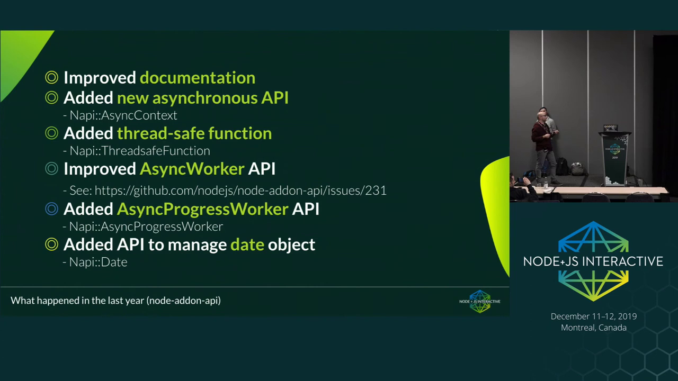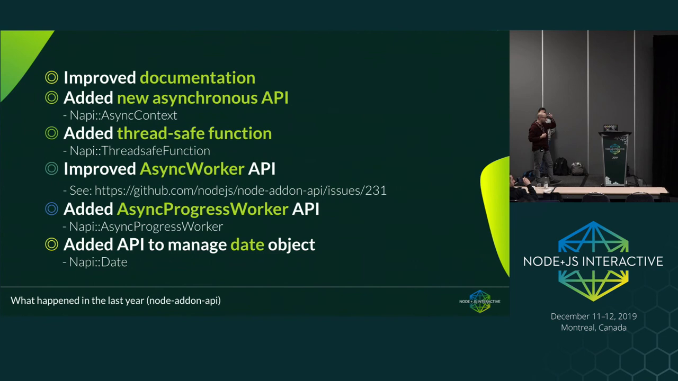We started from the documentation, then we added new asynchronous API and thread-safe function wrapper. And thanks to feedback that we received from other developers, we worked a lot on async worker API. And if you are curious, you can see all what we did on the issue reported in the slide.